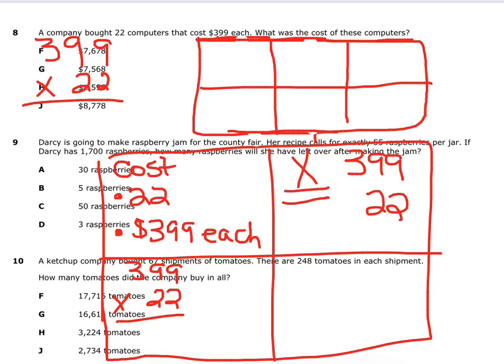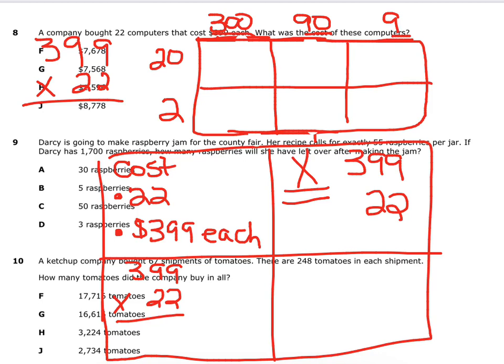So 300, so that's 399. Because 3 is in the hundreds place, 300. The first 9 is in the tens place, so that's 90. And the last one is in the ones place, 9. 22, same thing. There's 2 in the tens place, so that's 20. And then the 2 in the ones place, 2.